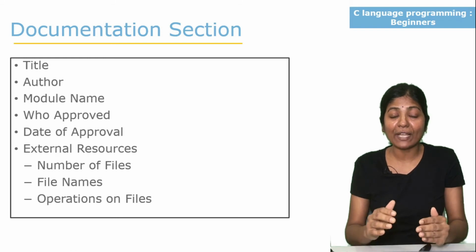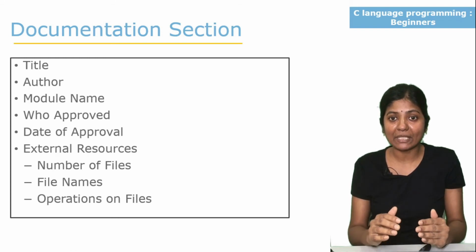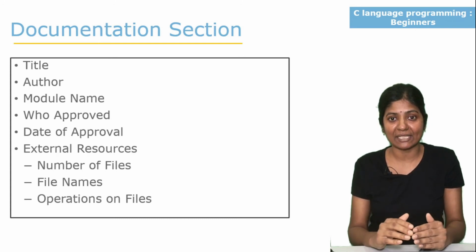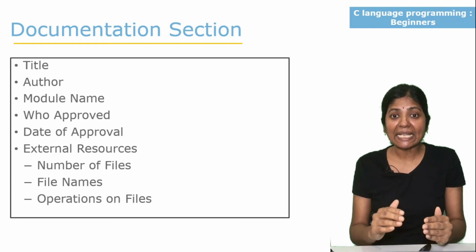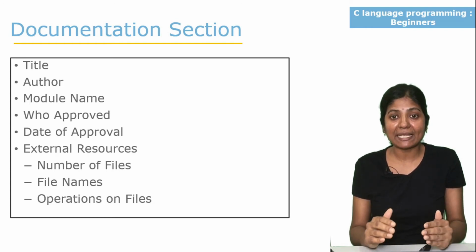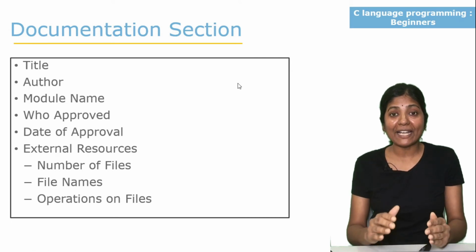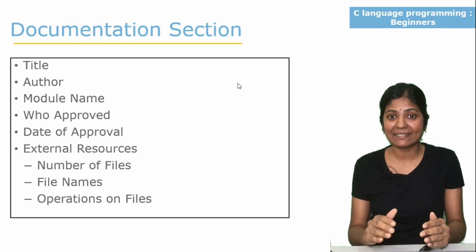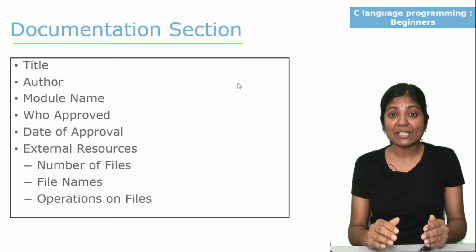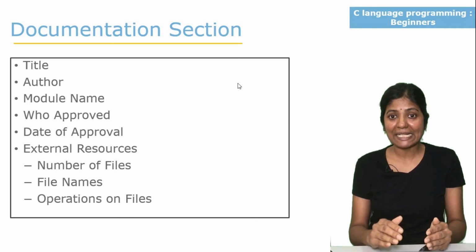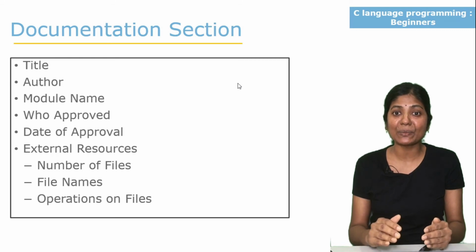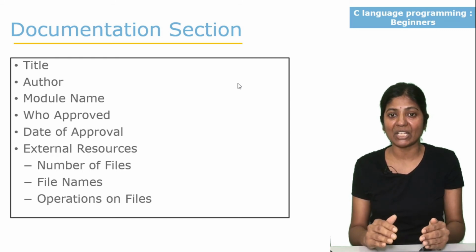And also date of approval. The date when he approved the module which I wrote, the date we should write. And also external resources, if our program is using any other additional resources. A good example is files, like the number of files our program is using and the file names. What are the names of the files? Like student marks, and operations on the files, like writing the data and reading the data. The operations mean writing and reading. Let's say we will read student marks and we will write student results, which is total, average and division.